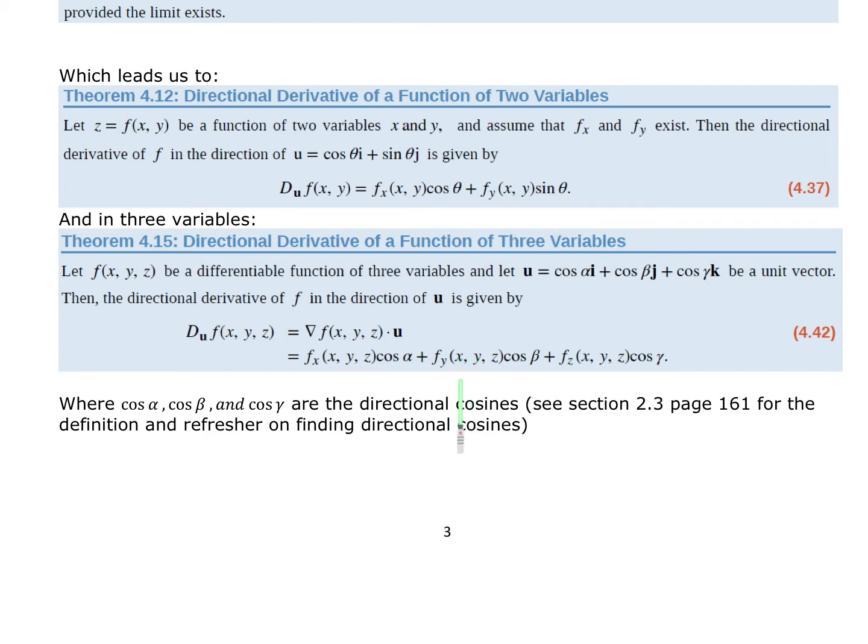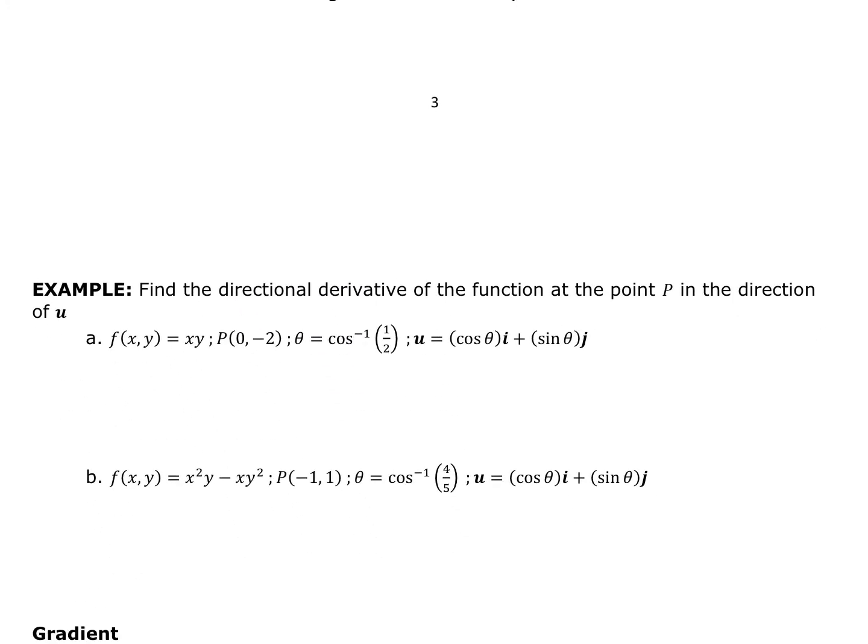Now, we can expand this out into 3 space where my u is going to be the cosine of alpha, cosine beta, cosine of gamma in the ijk direction. So then this vector u ends up becoming, as you can see, a dot product. Now, this is where you can find the information in your book. It is in section 2.3, page 161, a refresher on finding the directional cosines and what the definition is.